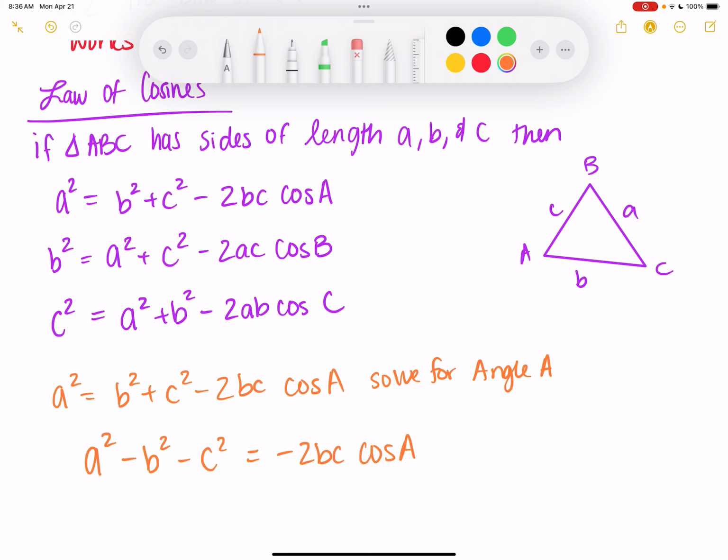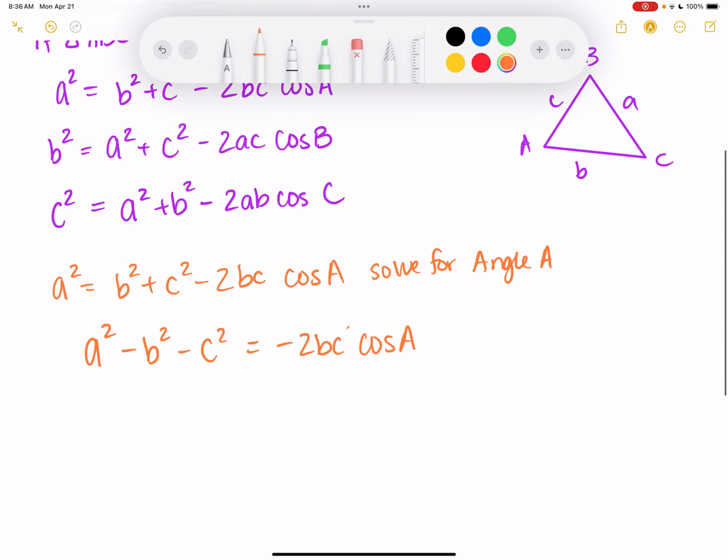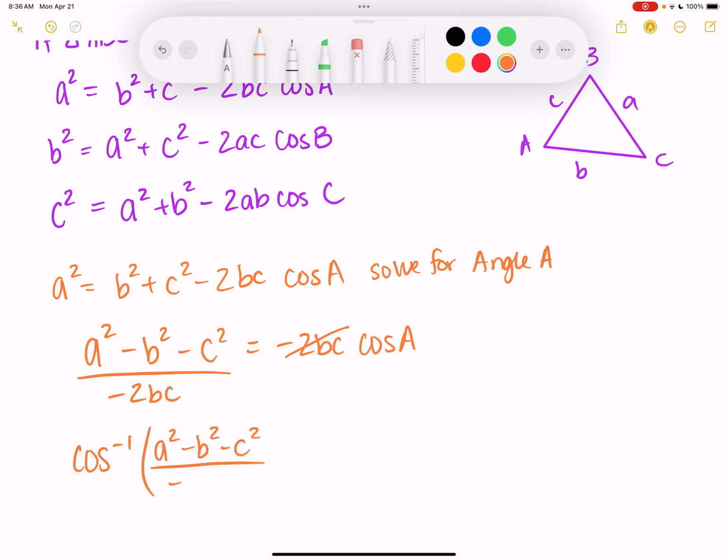Now, all of this stuff is being multiplied, so I'm going to divide by the negative 2BC. I'm just going to cross it out from this side to not have to rewrite everything again. Now, to undo this to solve for the angle, this is what you did back in 7.5, I think it was, finding the inverse. We're going to take the inverse cosine, or arc cosine, use those words interchangeably, of A squared minus B squared minus C squared divided by negative 2BC, is equal to angle A. And this is what you would use if you need to solve for an angle.